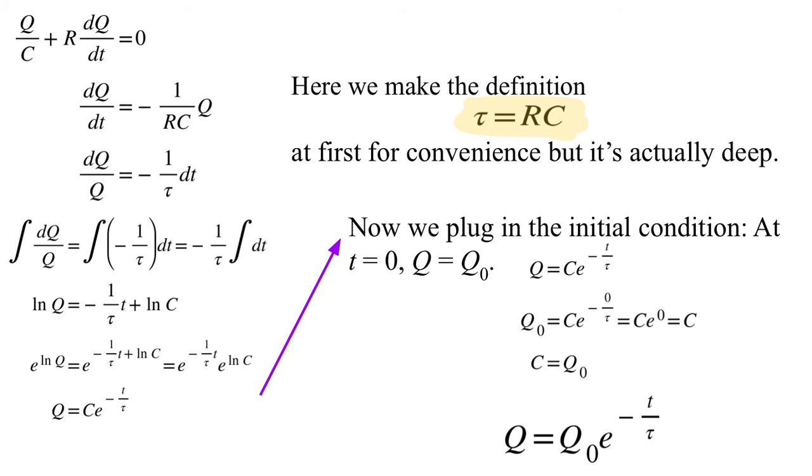We integrate dQ over Q, so we integrate minus 1 over tau dt. Of course, this is just constant, so it comes out front. So we have the integral of dQ over Q is minus 1 over tau integral dt. So the integral of dQ over Q is, of course, just log of Q. We know that Q is positive, so we don't need the absolute value bars that are usually there in your math textbooks. And then over here the integral of dt, of course, is just t plus some constant. So we have minus 1 over tau times t plus some arbitrary constant.